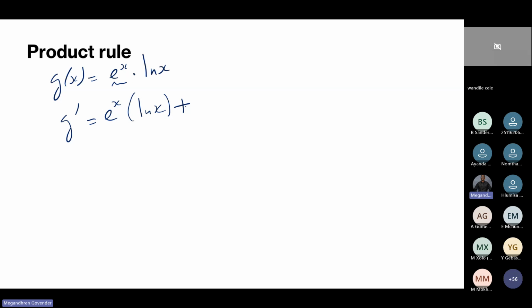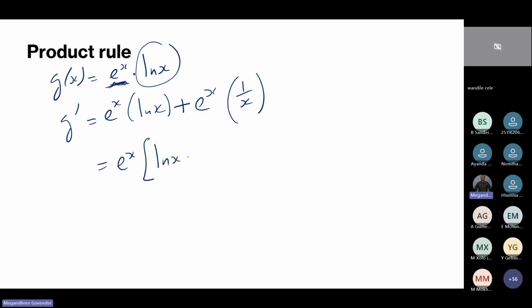Then it's plus, you keep e to the x constant. And what's the derivative of ln x? I'll give you the answer. The derivative of ln x is 1 over x. Okay? And so you take e to the x out as a common factor, and we end up with ln x plus 1 over x. So straightforward, not difficult. I'm just basically illustrating the product rule to everyone with simple functions, no chain rule as yet.